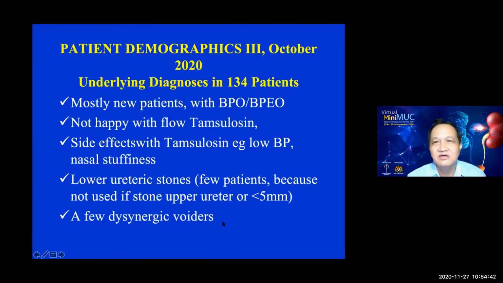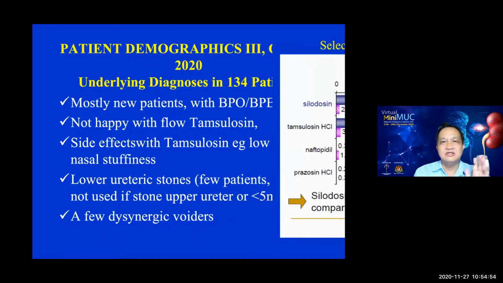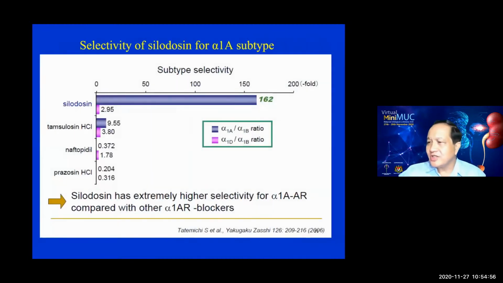And I feel dyssynergic voiders. I think Susan has more experience with this group, and I think most of our previous work is probably on terazosin. So I tend to use terazosin in the pediatric age group who have dyssynergia. So now we talk about this drug.